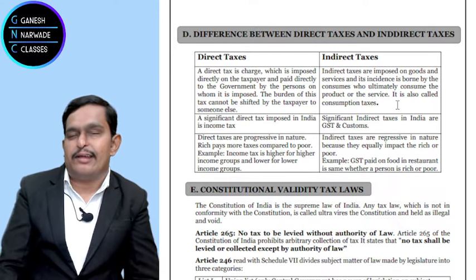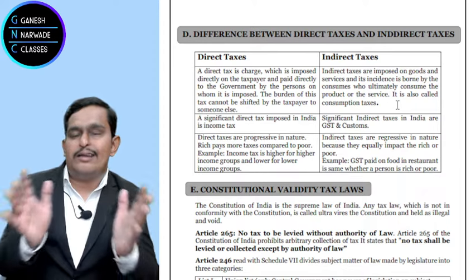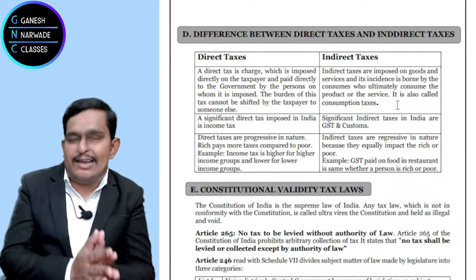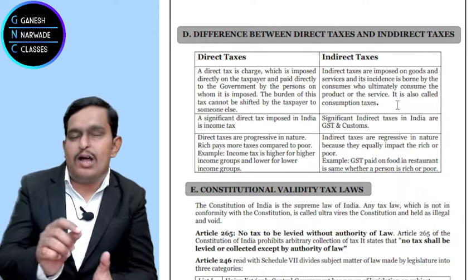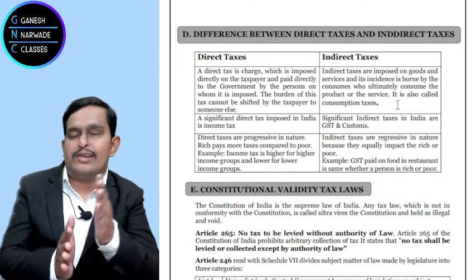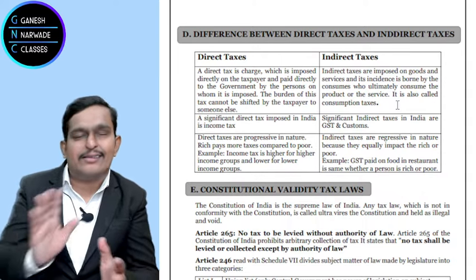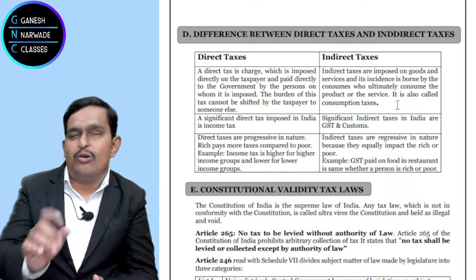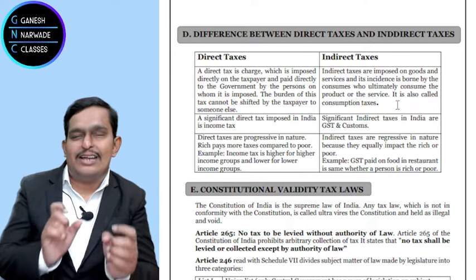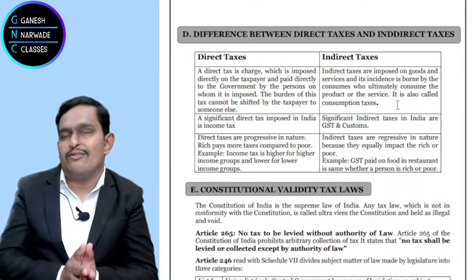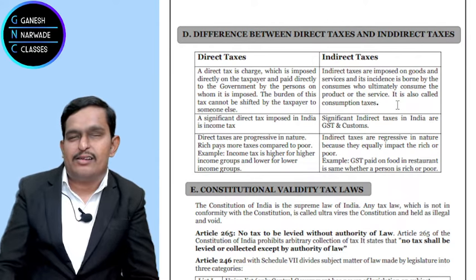So examples I give. Now you all understood what is indirect tax in detail. You also understood the difference between direct and indirect taxes. Now let me tell you what is the constitutional validity of taxes.